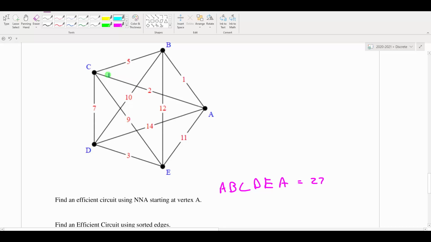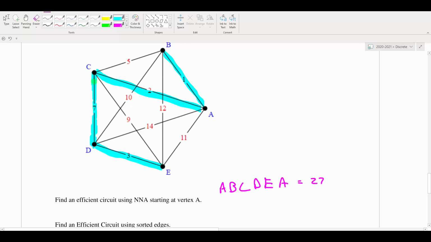Remember sorted edges, wherever it is in the graph, find that shortest edge. So that's going to be the 1. Then find the next shortest edge. That's going to be the 2. So I'm going to add that one to my circuit. The next shortest edge would be the 3 down here, and I can go ahead and add that one. And the next shortest edge after 3 would be the 5. But if I include the 5, that would complete a circuit, so that's no good. The next shortest edge is the 7.